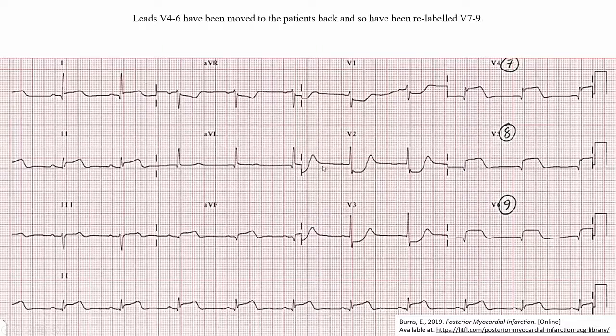So here's an example. We're suspecting a posterior STEMI because we've got dominant R waves in V2, ST depression in V1, 2, 3, upright T waves, and now the posterior ECG has been done. So usually what happens is V4, 5, and 6 are removed and moved around to the back in the positions that were demonstrated on the last slide, and then they're just relabeled V7, 8, and 9. So these are our posterior leads, and as you can see, there's ST segment elevation and Q waves, which confirms the diagnosis of a posterior STEMI.